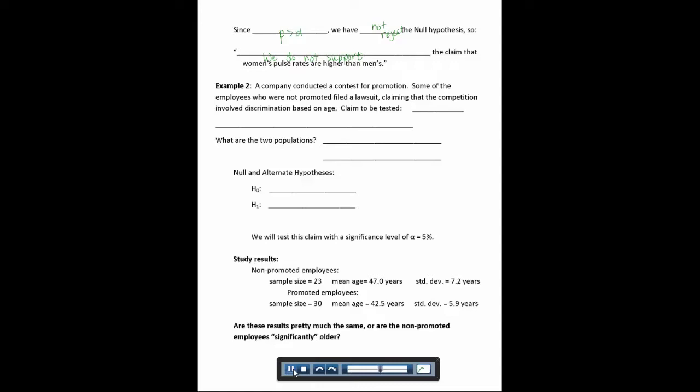The next one says, a company conducted a contest for promotion. Some of the employees who were not promoted filed a lawsuit claiming that the competition involved discrimination based on age. So our claim that we're going to test is the employees who were not promoted were older than those who were.